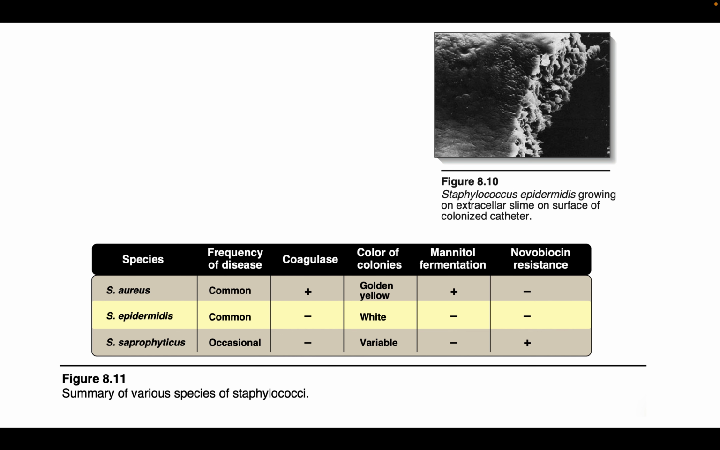Epidermidis produces an extracellular polysaccharide material, sometimes called slime, that facilitates adherence to bioprosthetic material surfaces, such as intravenous catheters, and acts as a barrier to antimicrobial agents.